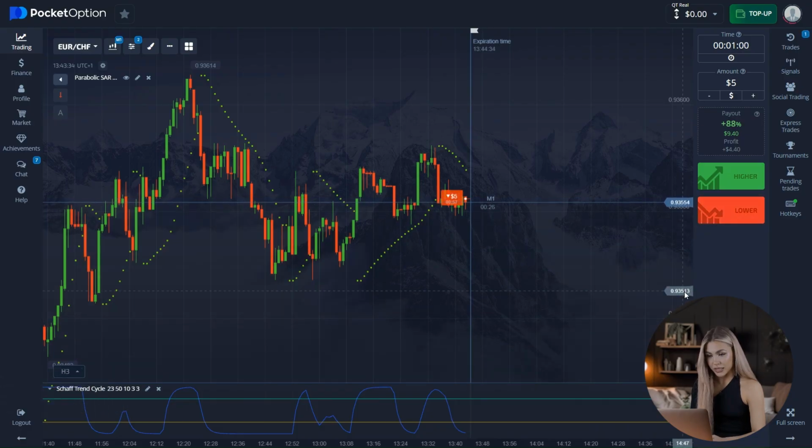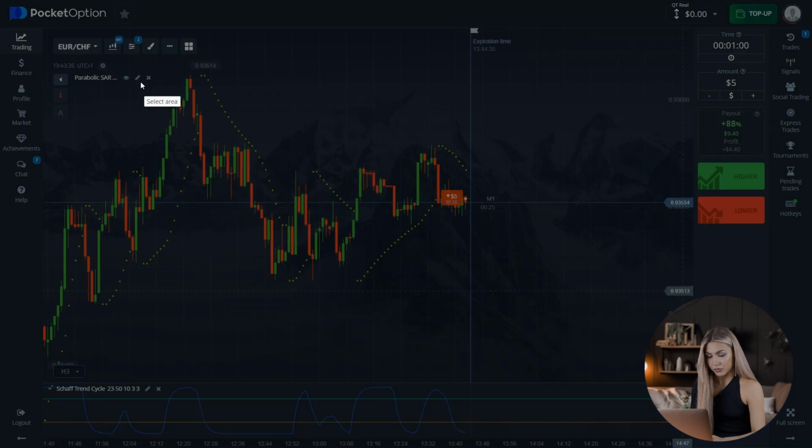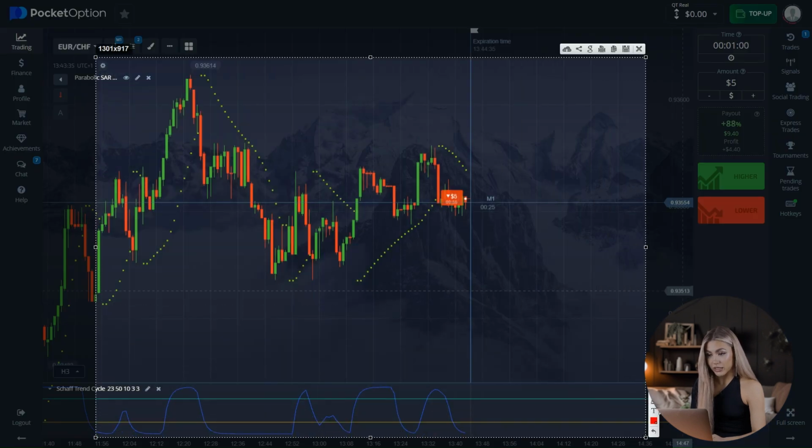Guys, I just placed a bet on the market going down. Let's watch what's happening with the chart and why I made that call. Notice how the Schaff Trend Cycle has hit the oversold zone. That's a heads up that the quote prices might drop.